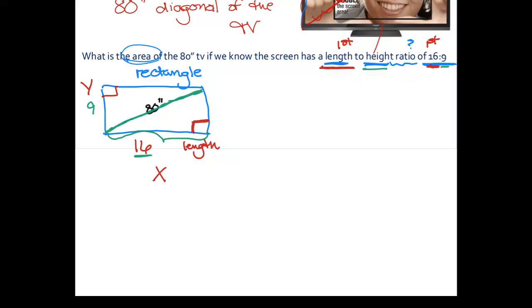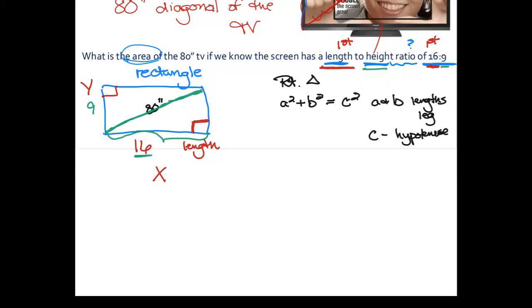Do you remember? Does anybody remember the Pythagorean theorem? You can only use it for a right triangle, and it says a squared plus b squared is equal to c squared, where a and b are the lengths of your legs, and c is the hypotenuse. I used to have that in here, and it fell down.